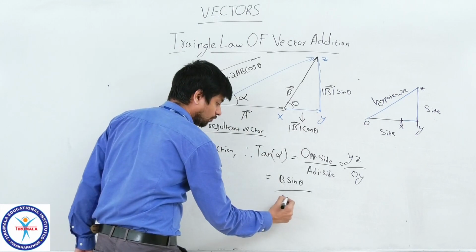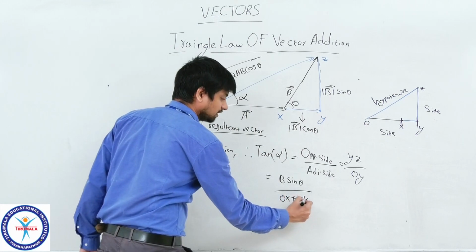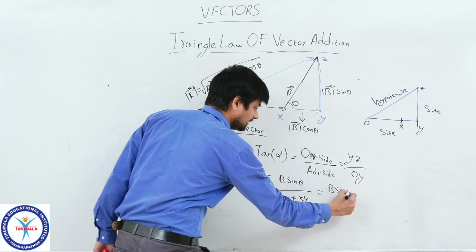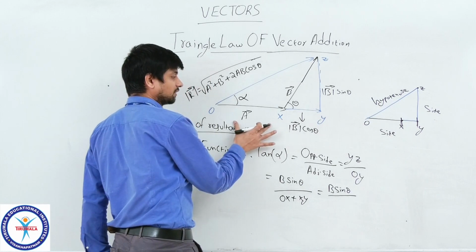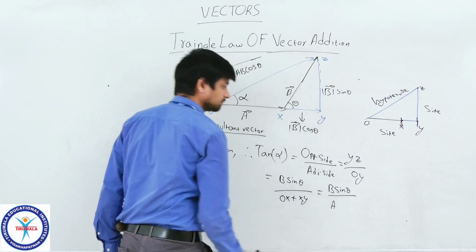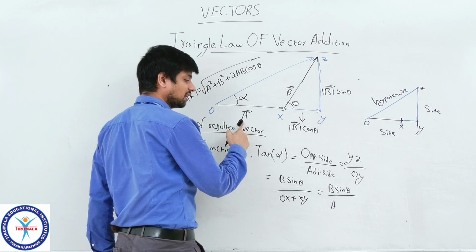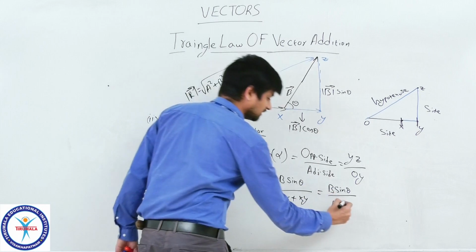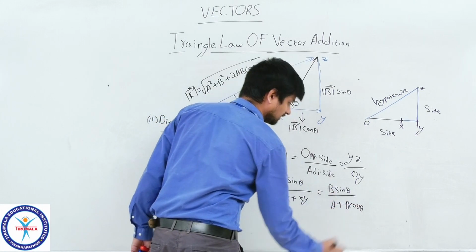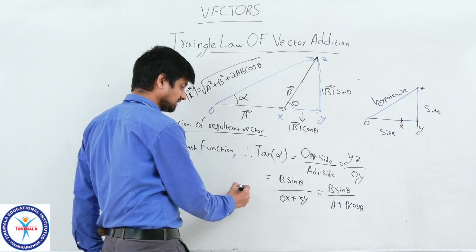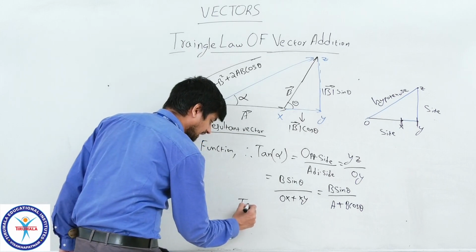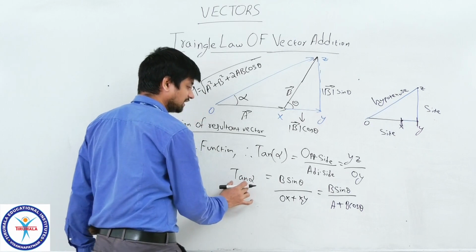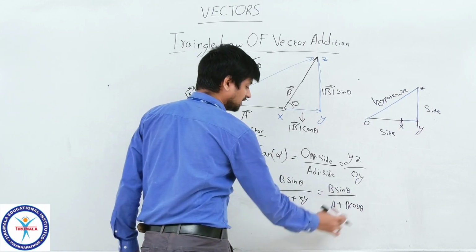Now adjacent side OY. OY means OX plus XY. So OX value here is the modulus of A bar, simply I have written A, plus XY, which is B cos theta. So this is the tan alpha value. What did you get? B sin theta by A plus B cos theta.